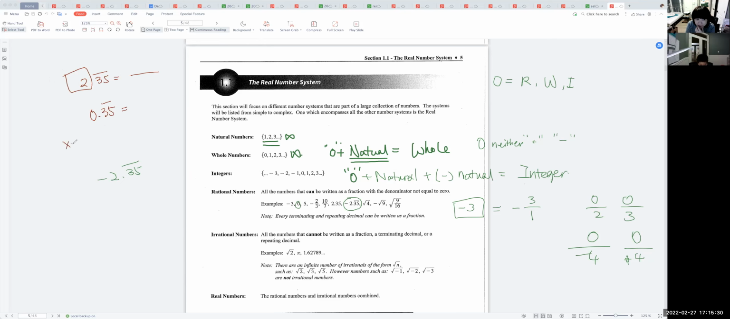So I'm going to make x equals 0.353535, unlimited 35. Now we're going to make 100x equals 35.353535 unlimited. And 100x minus x equals what, Jaden? 99x, correct? So 35.3535 minus 0.353535. So of course, the decimal part is gone. So 99x equals 35. So x equals 35 over 99. So that's why negative 2 and 35 unlimited equals negative 2 and 35 over 99. Understood, Jaden?